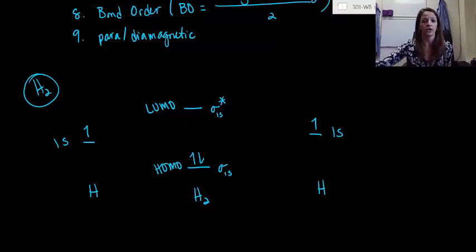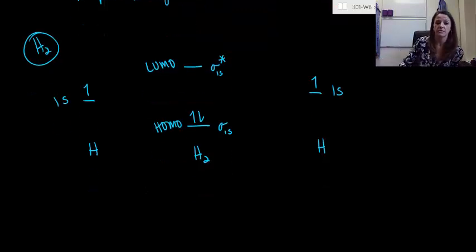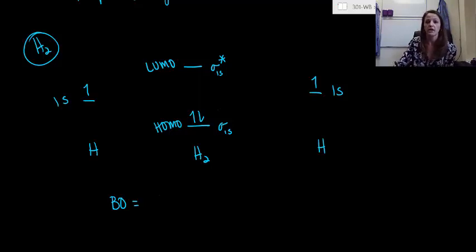Now we're going to calculate our bond order. So our bond order is simply our bonding orbitals minus our anti-bonding orbitals divided by 2. So no star minus star divided by 2. So right here, no star, we have 2 electrons in our HOMO in our bonding orbital. So we have 2 minus 0 electrons in our anti-bonding. So 2 minus 0 divided by 2 gives us an overall bond order of 1.